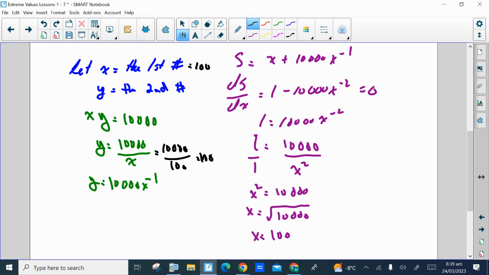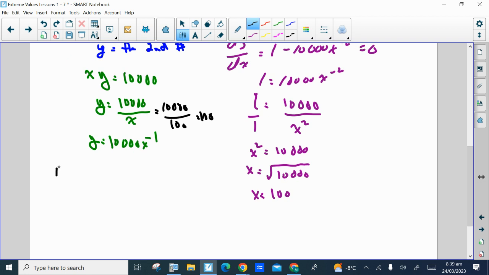Okay, so 1,000 times 10 also multiplies to get 10,000. But if you add those together, you'll get 1,010. Again, that's a much larger sum than when you add 100 and 100 together. Right, so using derivatives, we can find the answer to this, and we can say that the two numbers are 100 and 100.